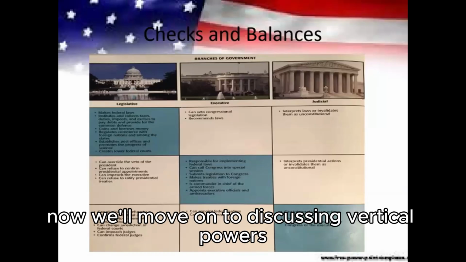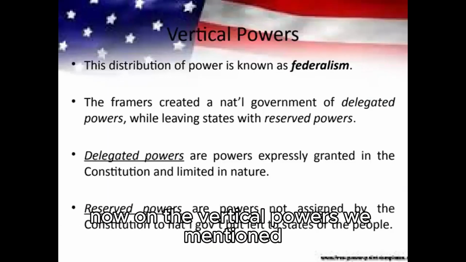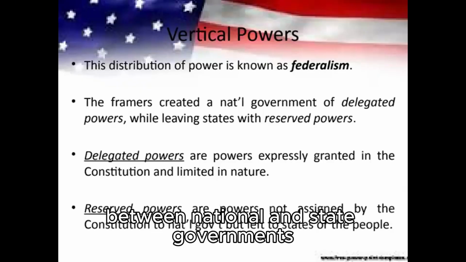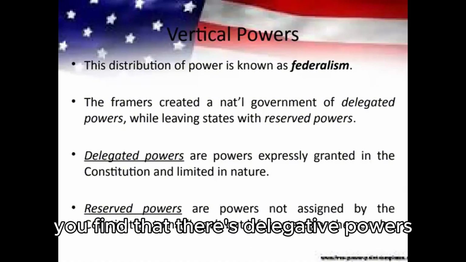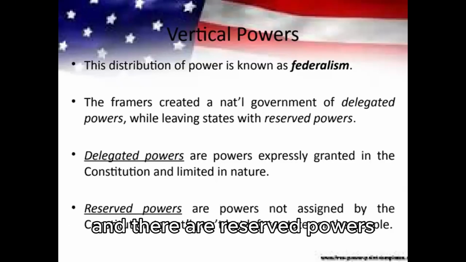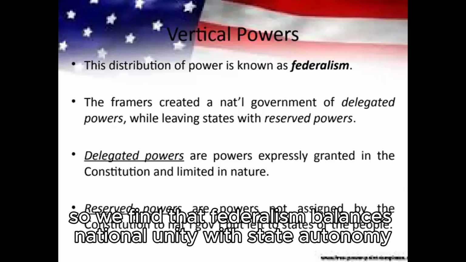Now, we'll move on to discussing vertical powers. Under vertical powers, as we mentioned, this is where federalism falls. And federalism divides power between national and state governments. You find that there are delegated powers, which are powers specifically given to the national government. And there are reserved powers that are left to the states or the people. So we find that federalism balances national unity with state autonomy.